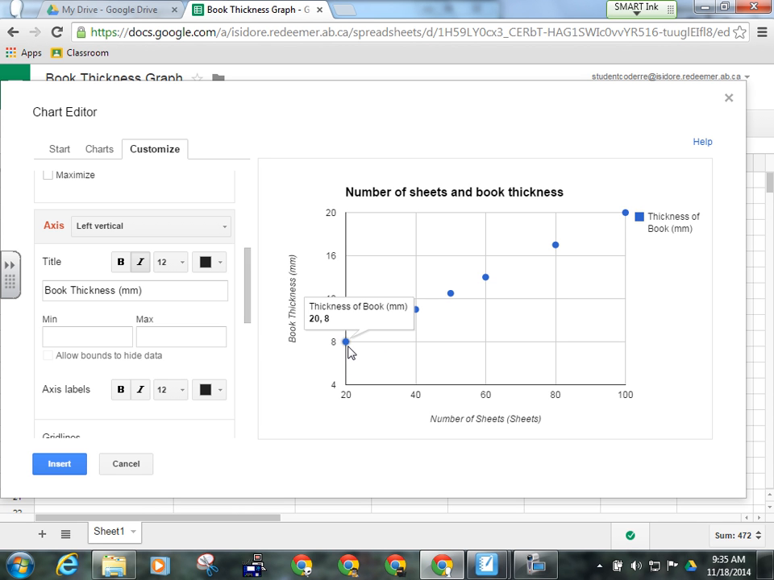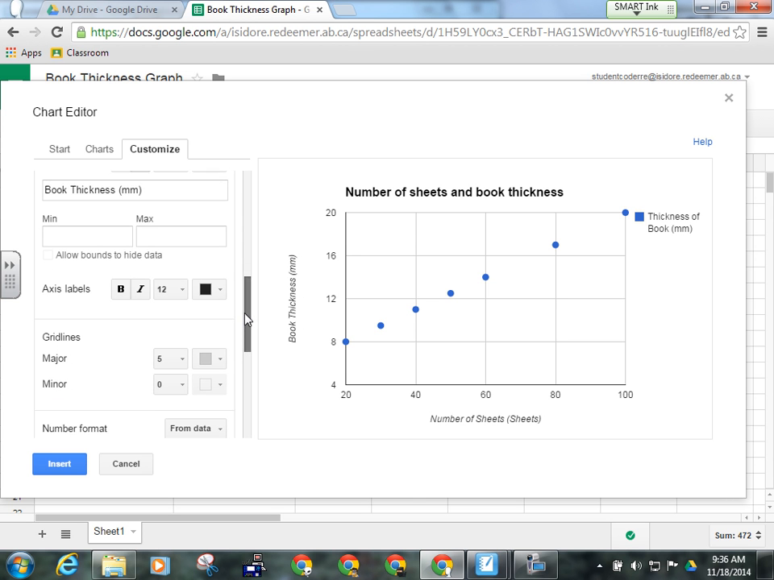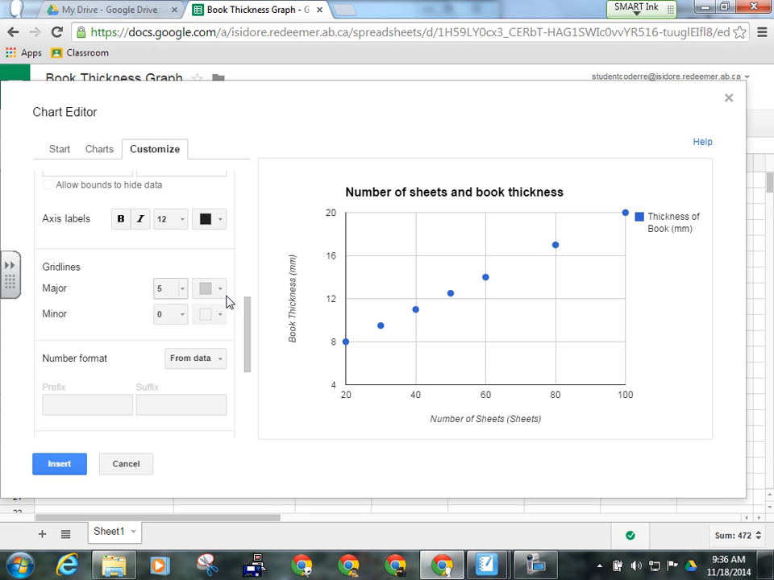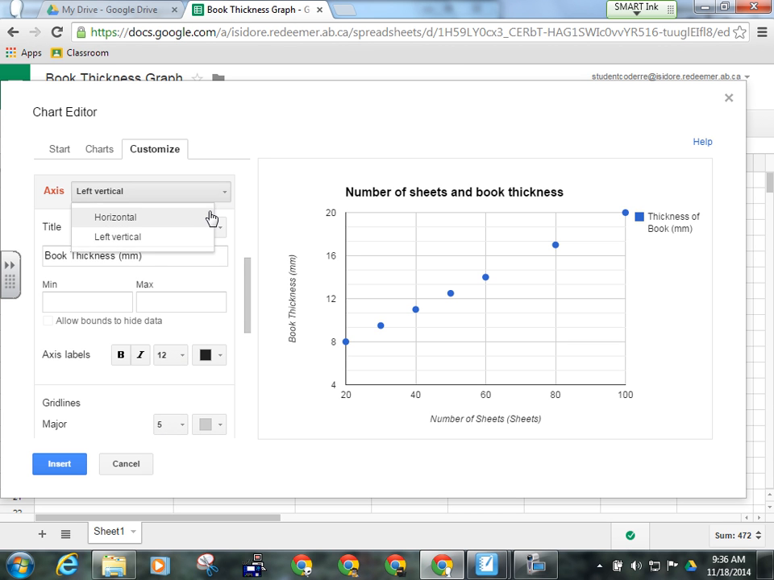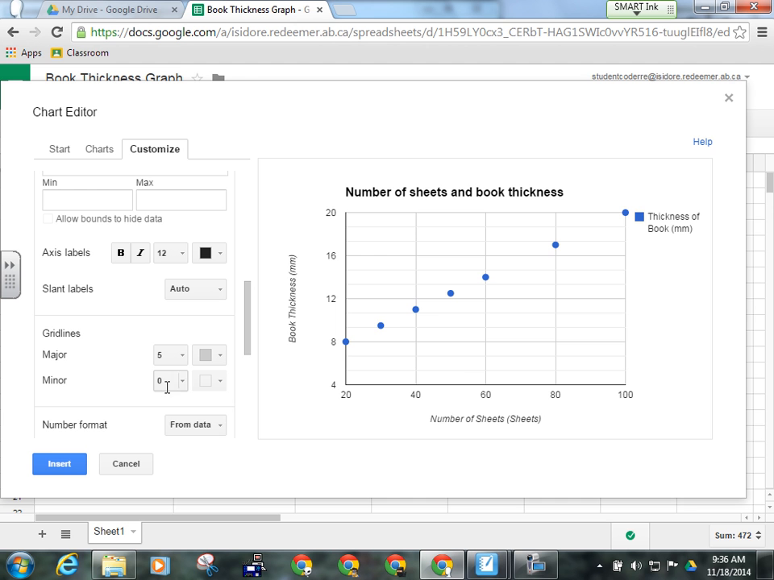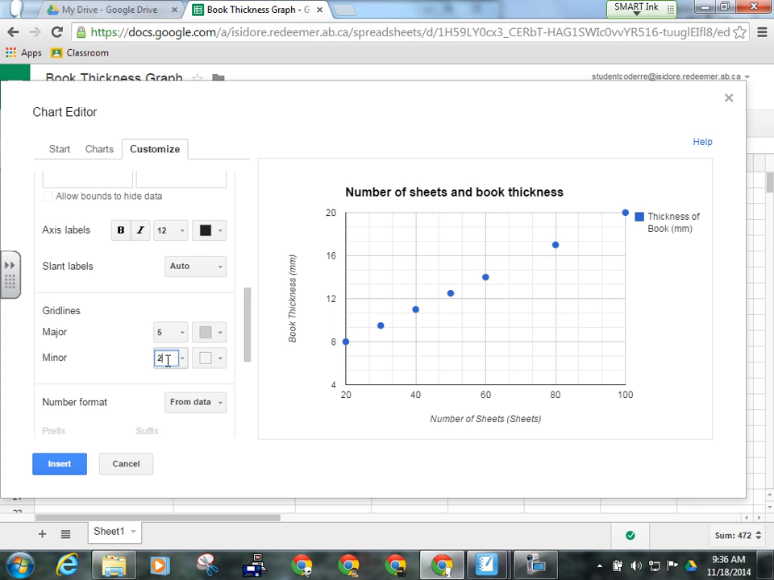Everyone with me so far? All right, keep scrolling down. Grid lines. Right now, there's only the major grid lines on there. If you want it to be really, really accurate, really busy, you could put minor grid lines on there. So it does it there for the left vertical. You do the same thing for the horizontal if you want more on there. It'll put more gridlines on. You don't have to do that if you don't want to.